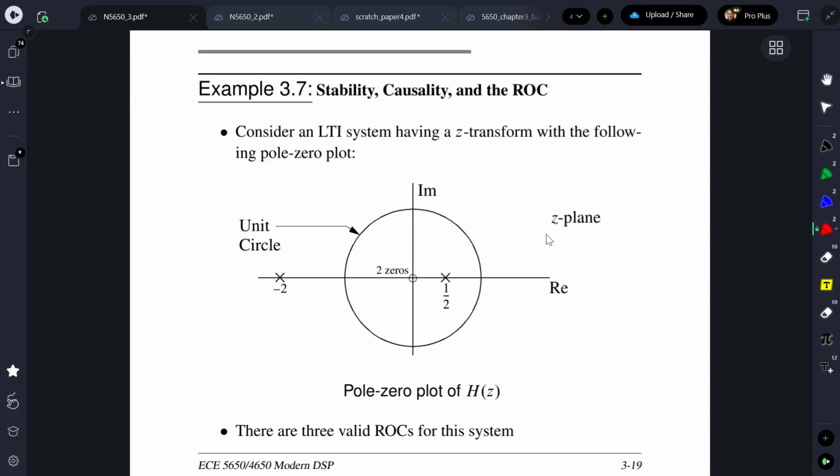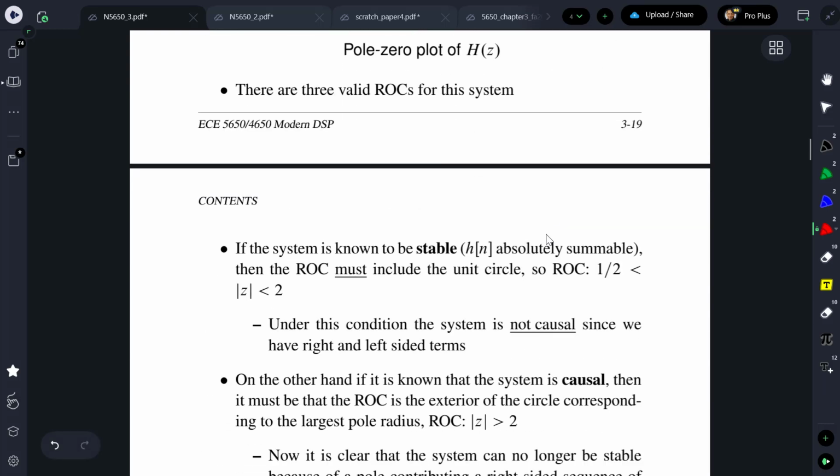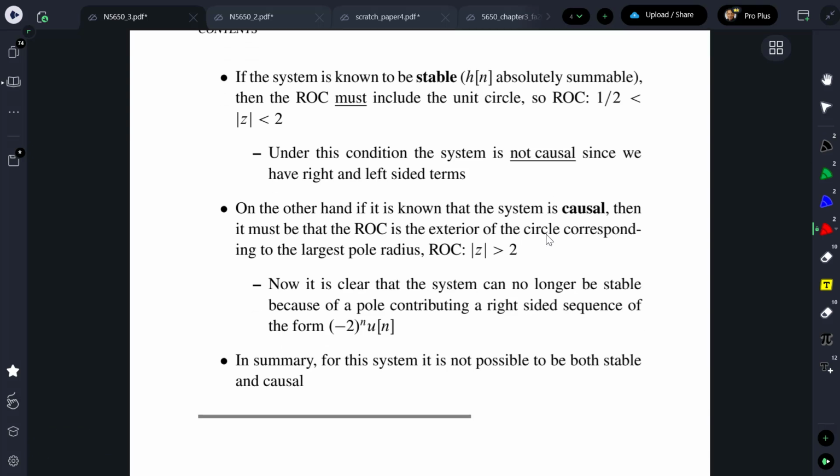If it's the exterior of the two, then both the sequences are right-sided, and we know none of them are left-sided. But the question up above is what is stable and what's causal, just from looking at this. Absolute summability assumes that we have stability. If this was the impulse response, this is the theorem from chapter 2. Stability requires, as I've already said, but I'm saying more formally now, the ROC must include the unit circle.